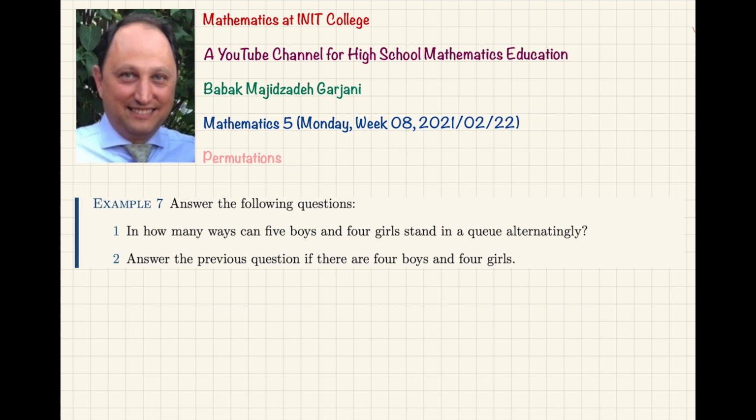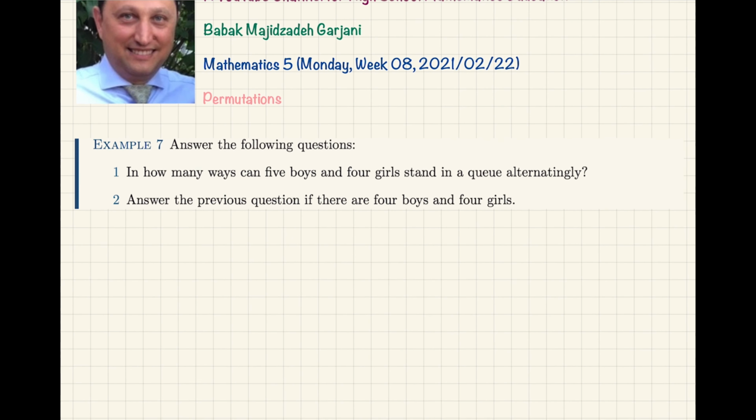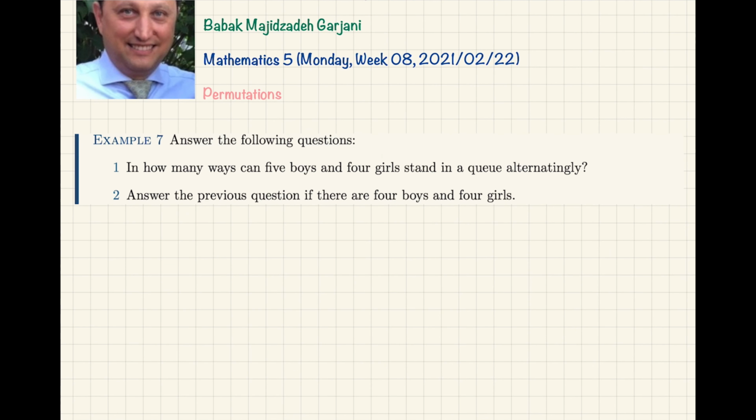But now I have this adverb at the end, so I want to arrange them alternatingly. But you see that the number of boys is 5 and the number of girls is 4. So I have 5 boys, distinct of course, so let me call them boy number 1, boy number 2, boy 3, boy 4, and boy 5. So this is the first part of the problem. And then I have girls G1, G2, G3, and G4.